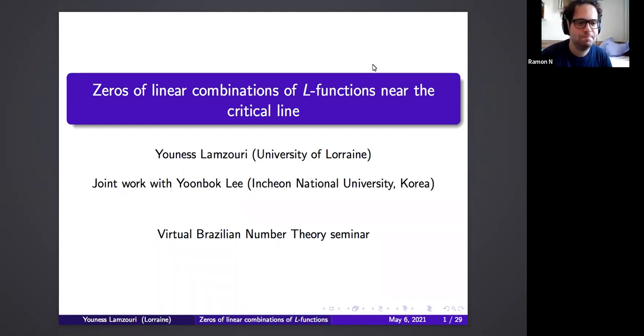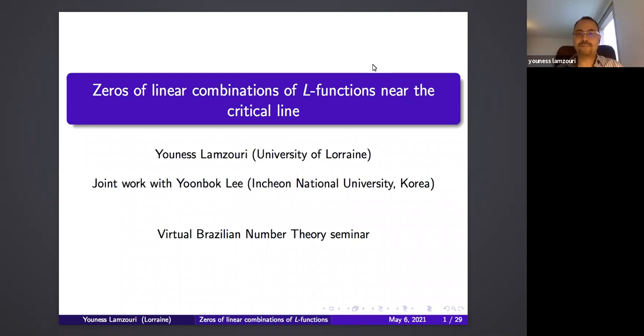Thank you, and I would like to thank the organizers for inviting me to speak today in Brazil, although remotely. So I'll talk about a joint work with Yun Bok Lee on zeros of linear combinations of L functions near the critical line.